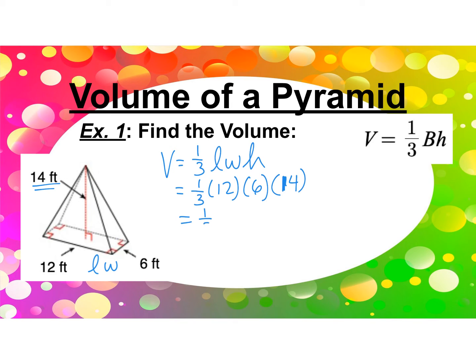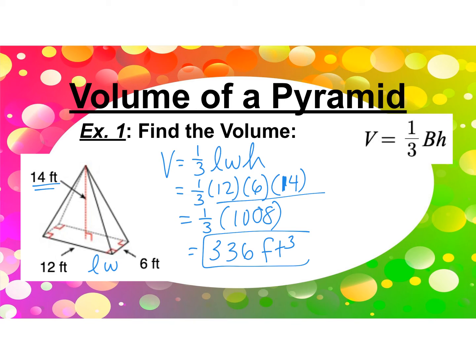I like to do all the integers first, and when I do that I get 1008, and then I would divide by 3, and I get 336, and it's going to be feet cubed because we're doing volume.